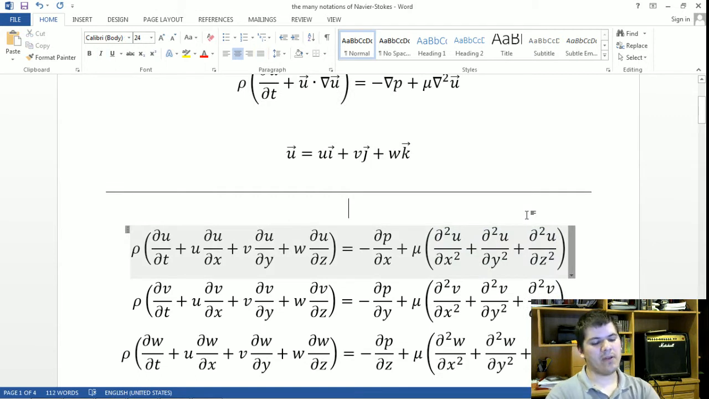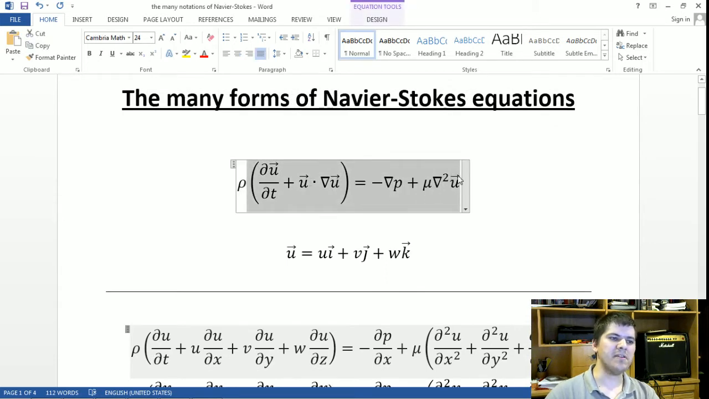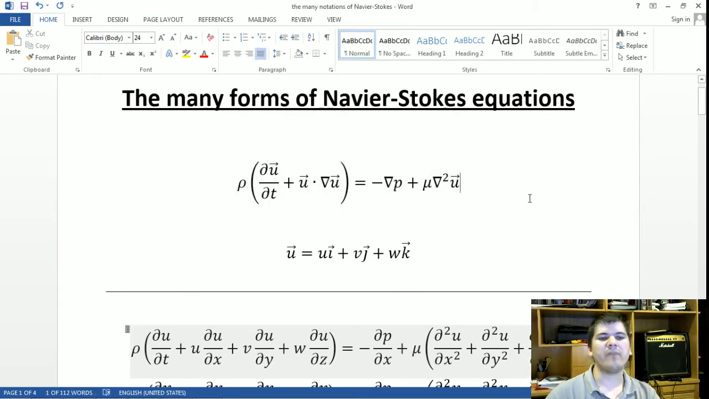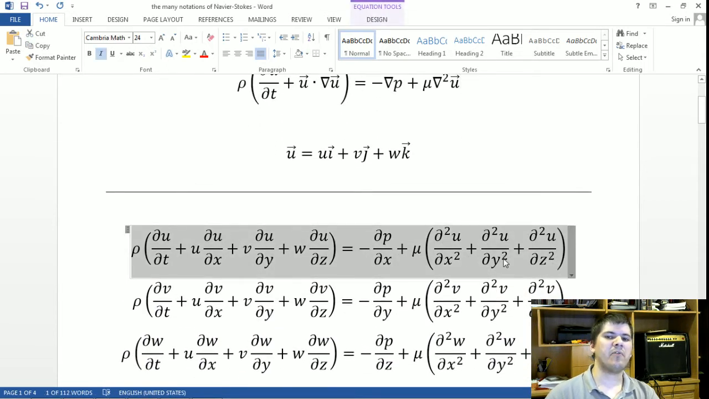Of course, along this video we'll talk about the Cartesian coordinates, but in another video I'll talk about other systems of coordinates such as cylindrical coordinates, spherical coordinates, and so on, which are the most used systems of coordinates. Of course, the Navier-Stokes in this form is independent of the system of coordinates. Here it is only valid for Cartesian coordinates, so keep that in mind, right?